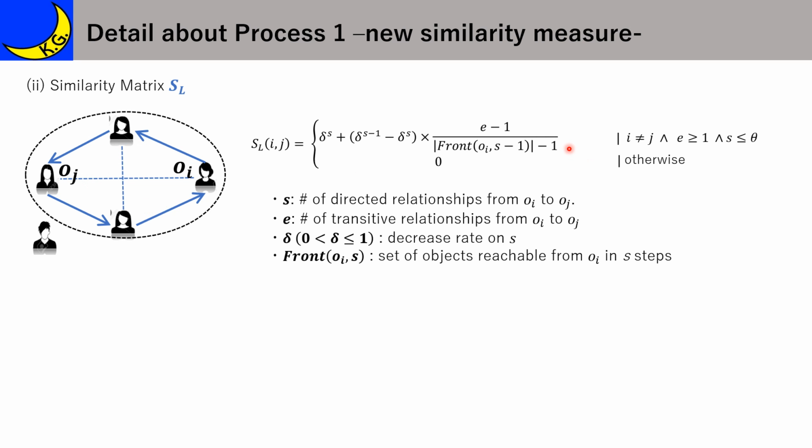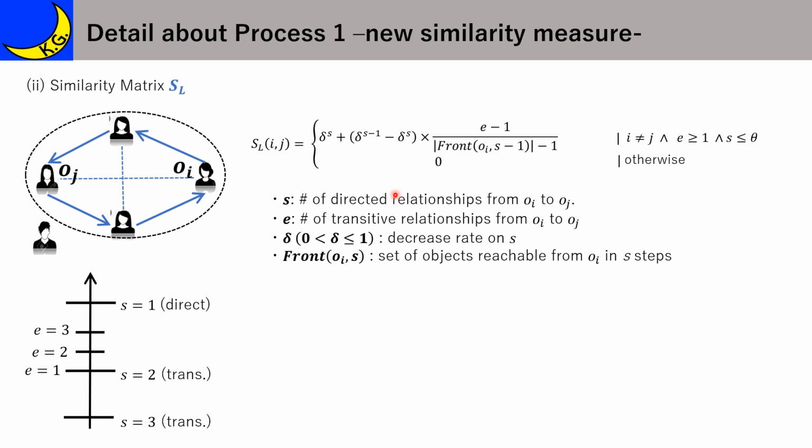The similarity between OI and OJ is calculated by the following similarity measure. I explain an overview of this similarity measure. The shorter S, that is, the shorter the transitive relationship between the objects, the greater the similarity. In addition, when S is fixed, the greater the number of transitive relationships from OI to OJ, the greater the similarity.